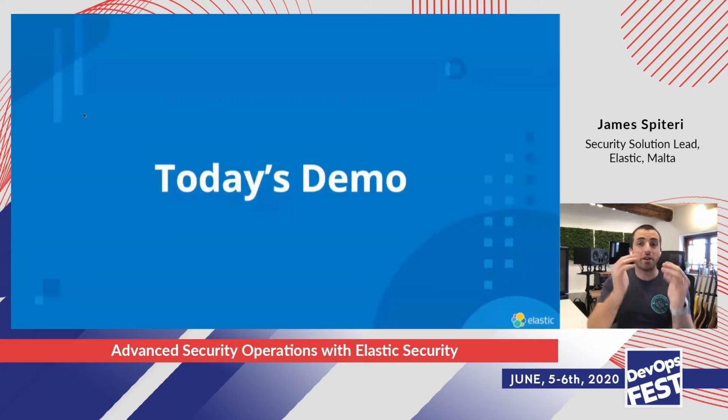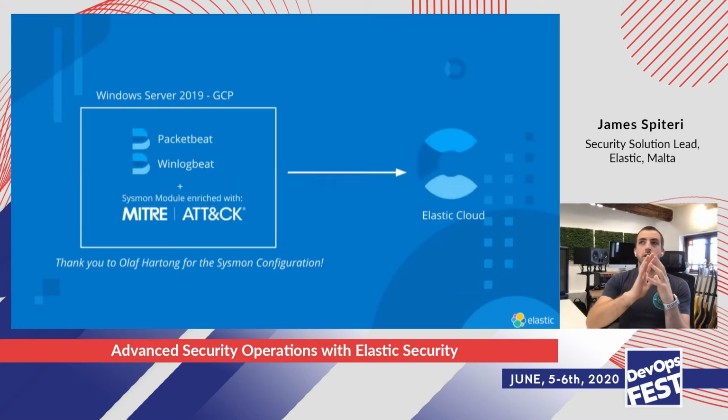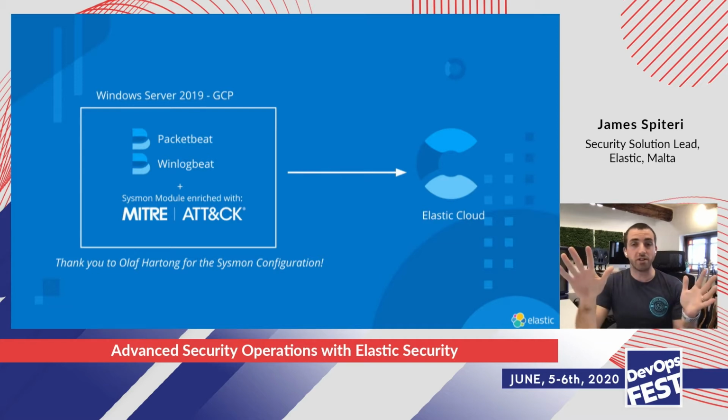Those are my slides. I'm going to dive right into a demo. Just to give you a bit of context into what we're going to see, here's a really small diagram of the environment. I have a Windows machine running in GCP, a standard Windows Server 2019 image. Nothing special there, literally what you get as standard. I am running 2 beats there.